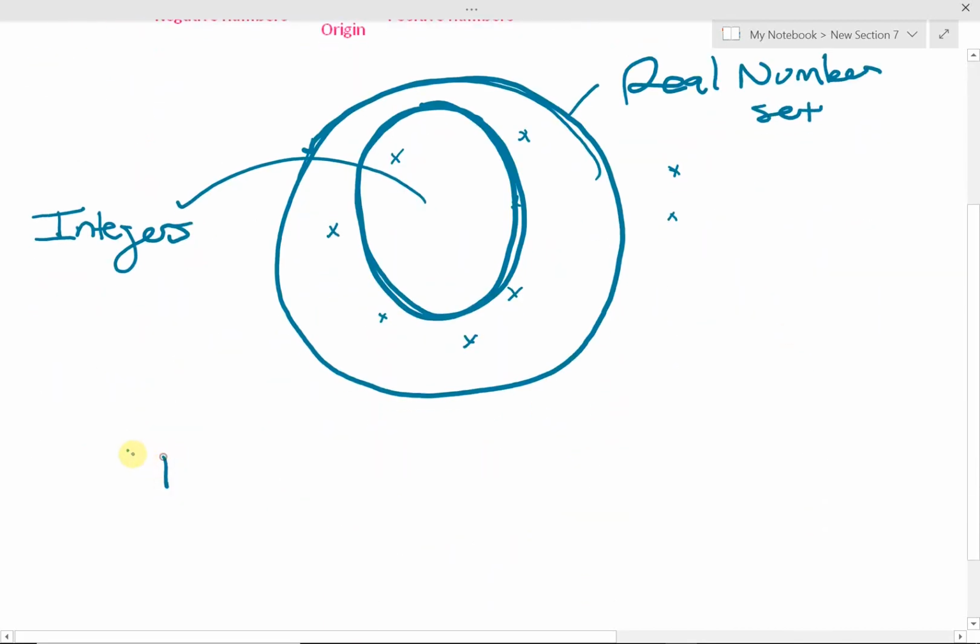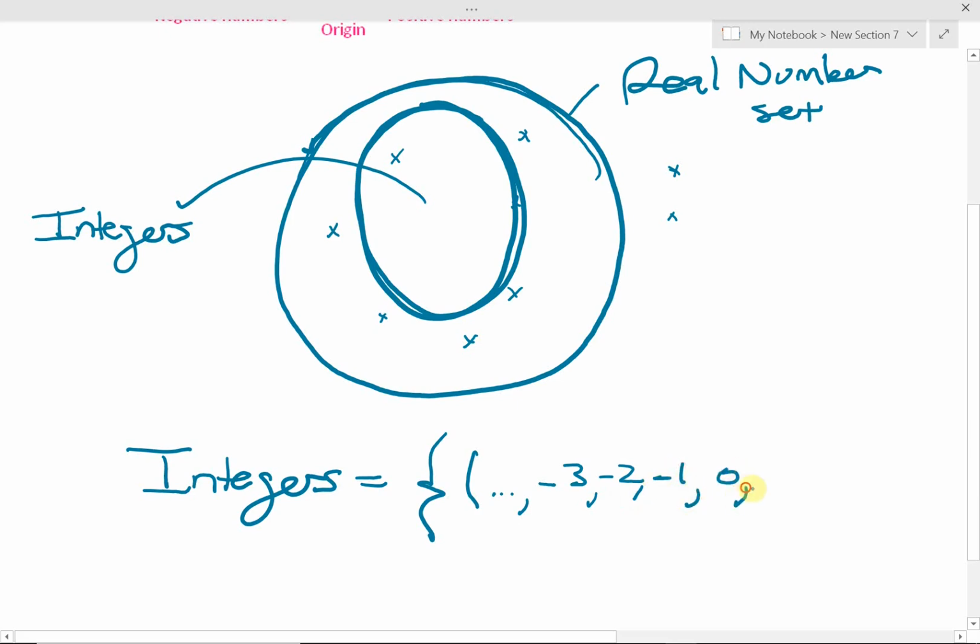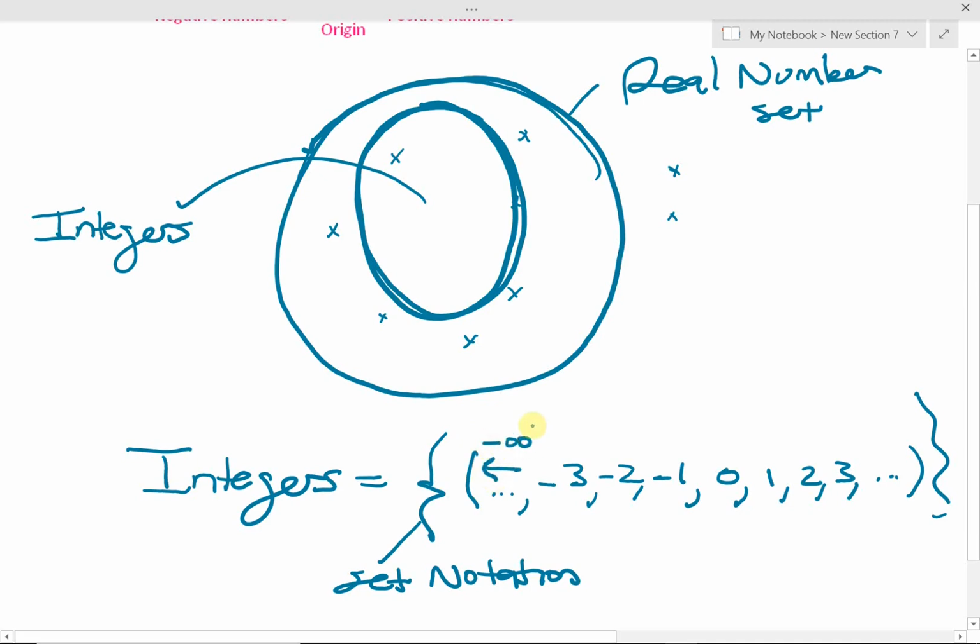So basically, integers right here, you can define it. If we put it in set notation, this would be dot dot dot, and we could have -3, -2, -1, 0, 1, 2, 3, and then close the set. So this is set notation. The dot dot dot implies that it's extending towards negative infinity in this direction, and the dot dot dot on this side implies it's extending to positive infinity in that direction. And then we have zero as well, so it's included.